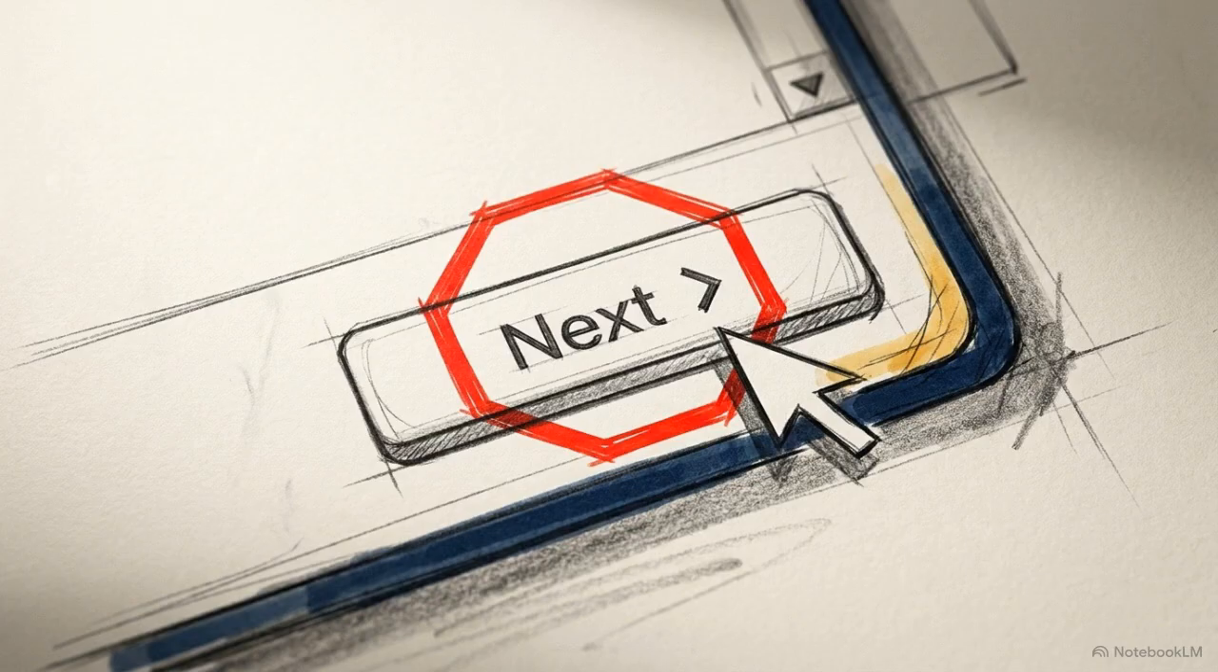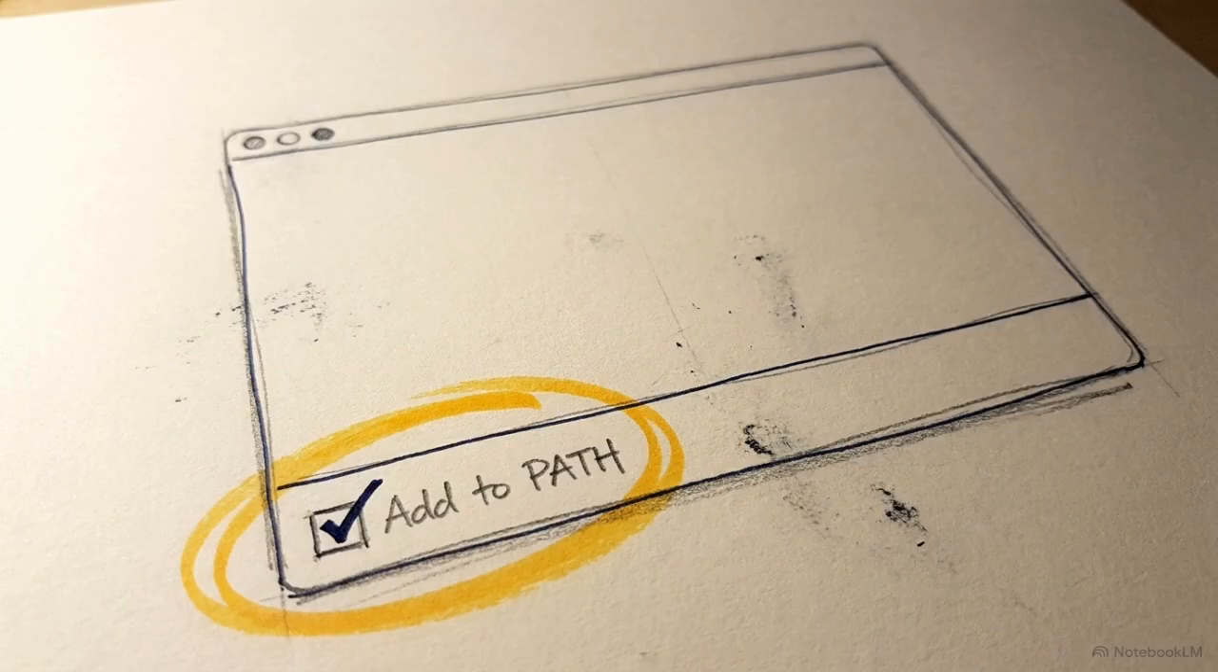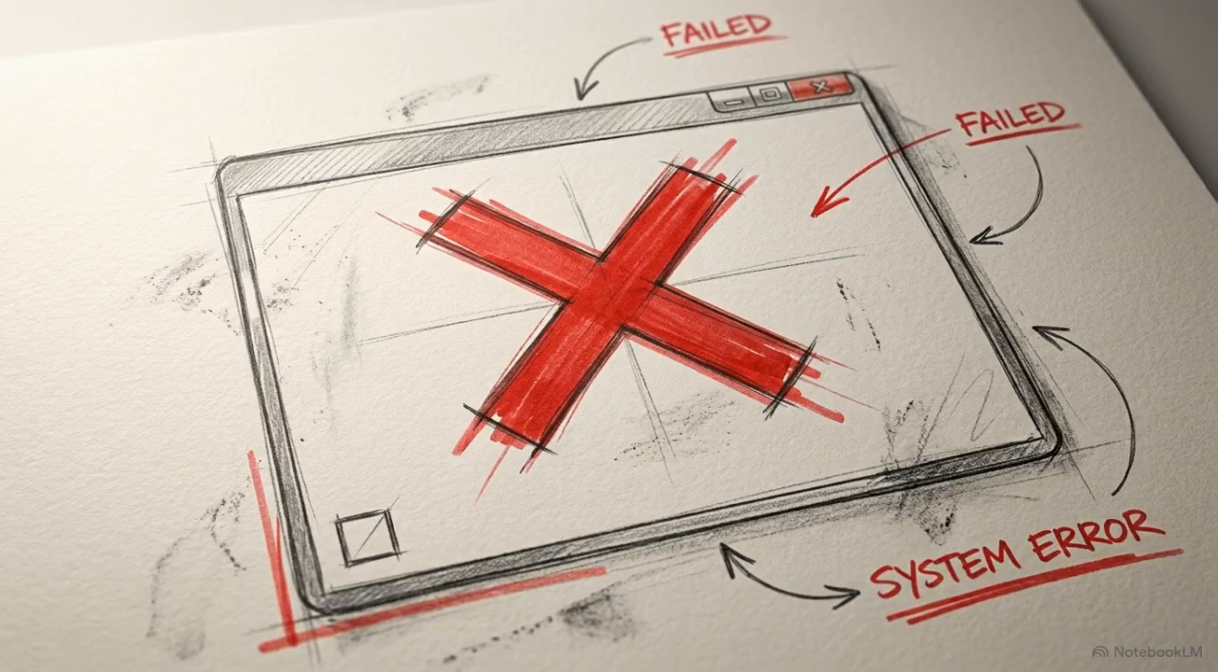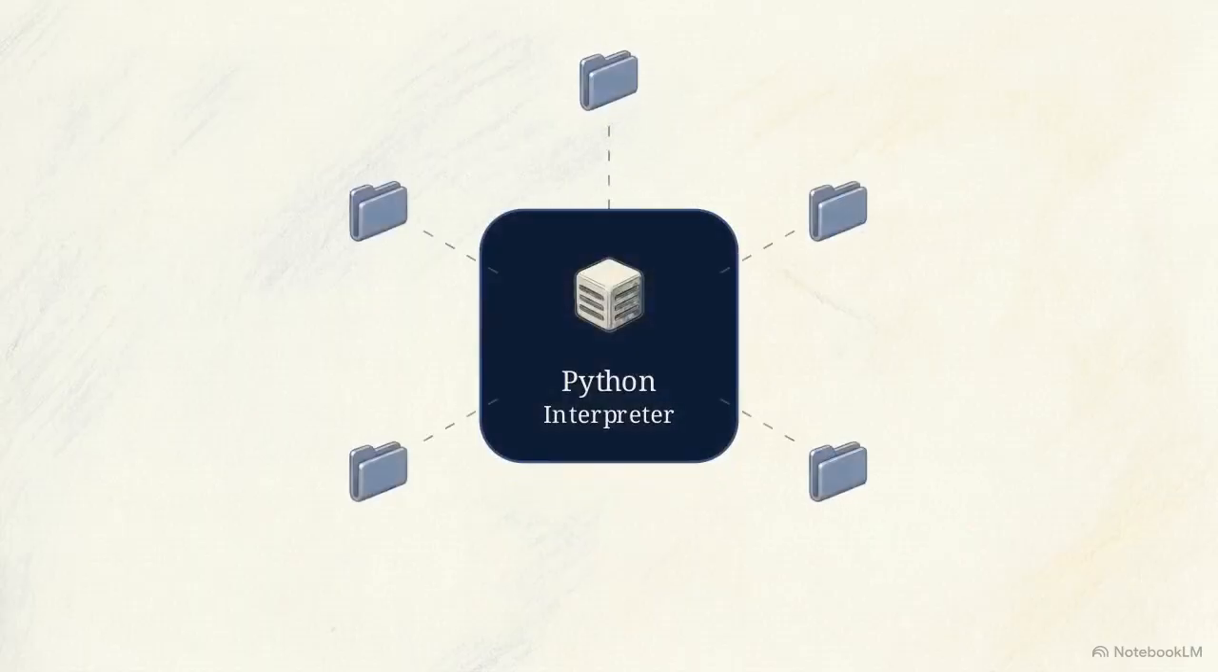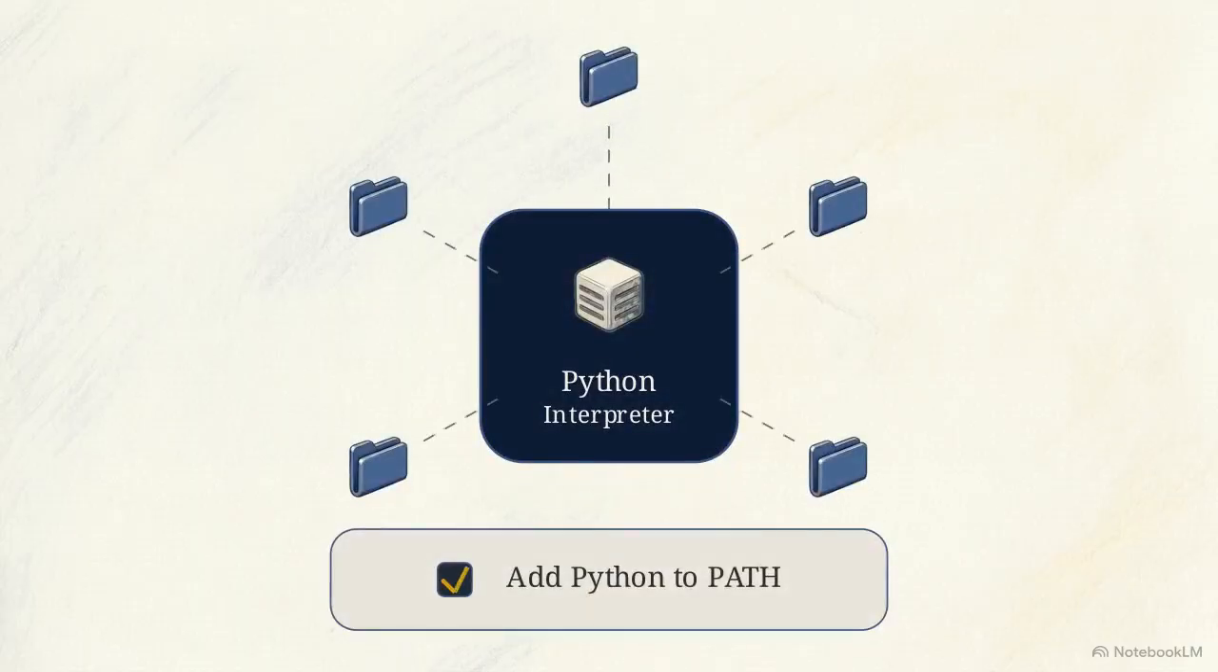Launch the installer, but stop. Do not click to proceed right away. Look at this installation window, specifically the checkbox at the bottom left reading Add to Path. Leaving this blank will prevent your system from recognizing Python. The path variable acts as a global directory. By checking that box, you tell your operating system exactly where the Python interpreter lives, allowing your computer to call upon it from any folder.